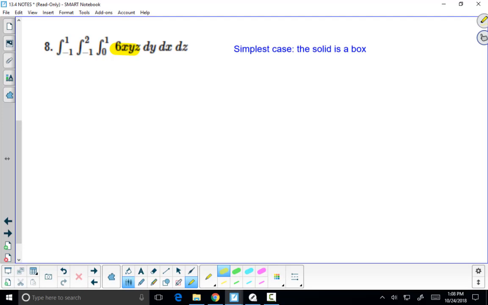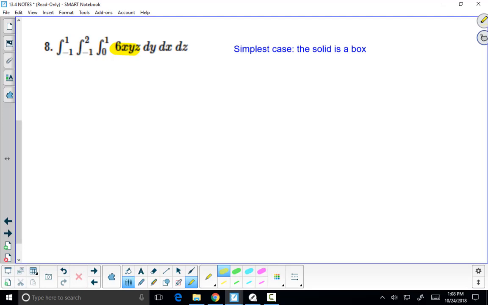So the limits on the three integrals define what the solid object looks like. And then either you have a function defined on it or not. If you have no function defined on it, then those three integrals are representing the volume of that solid object. If there is a function defined on it, then the integral is adding up all those function values, and so you can think of it as finding mass.